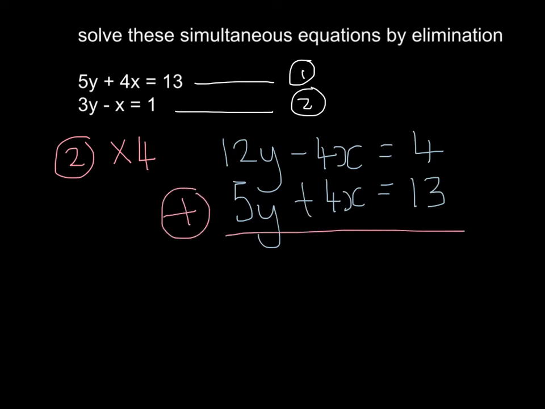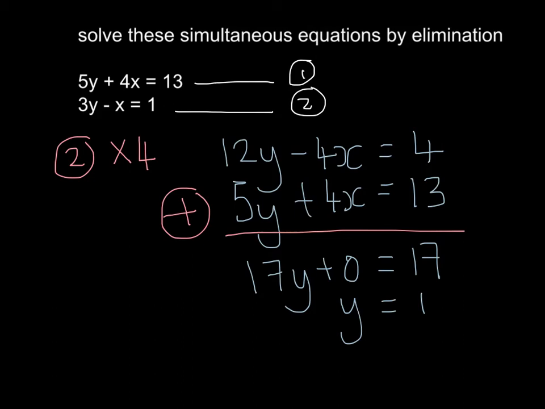So if we add 12y plus 5y, we'll get 17y. Minus 4x plus 4x is 0. And 4 plus 13 is 17. So in other words, 17y is equal to 17, which means that y must be equal to 1. 17 divided by 17.